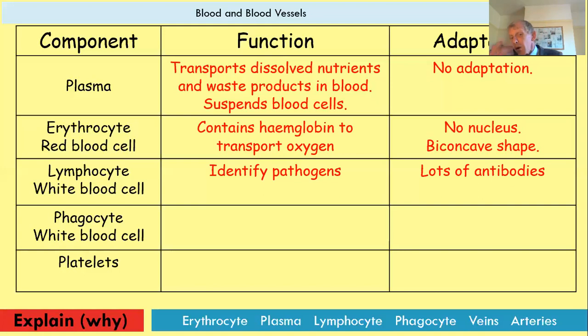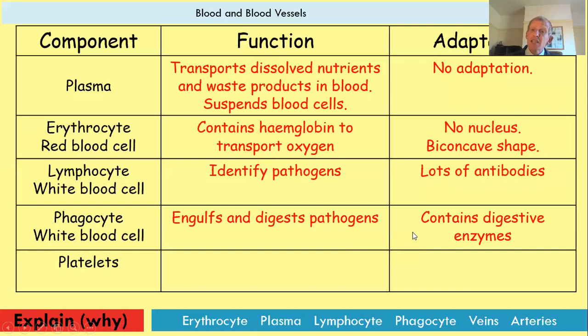Seeing as we're talking about one of those other cells of the immune system, the phagocyte is another white blood cell. These engulf and digest pathogens. They wrap their outer membrane around the pathogen, taking it all the way inside them, and then they contain lots of digestive enzymes to enable them to break those pathogens down.